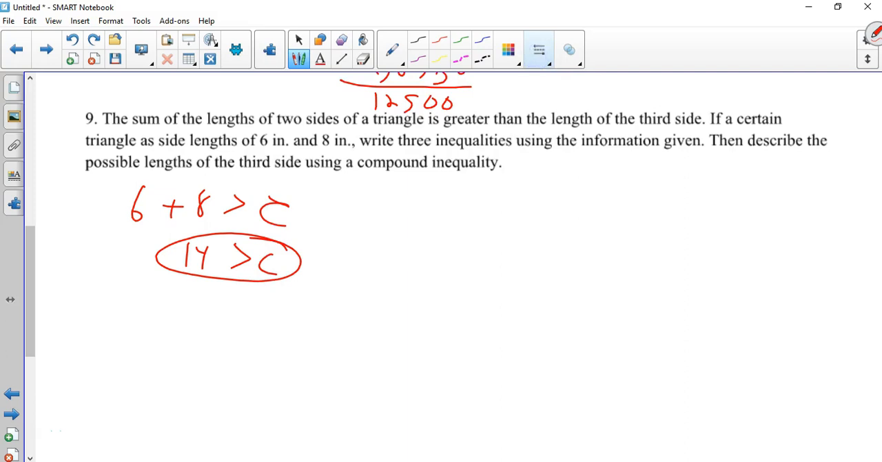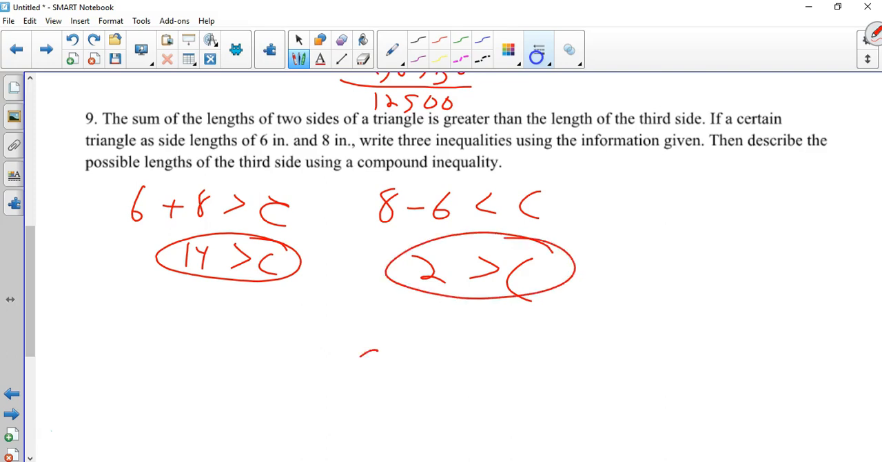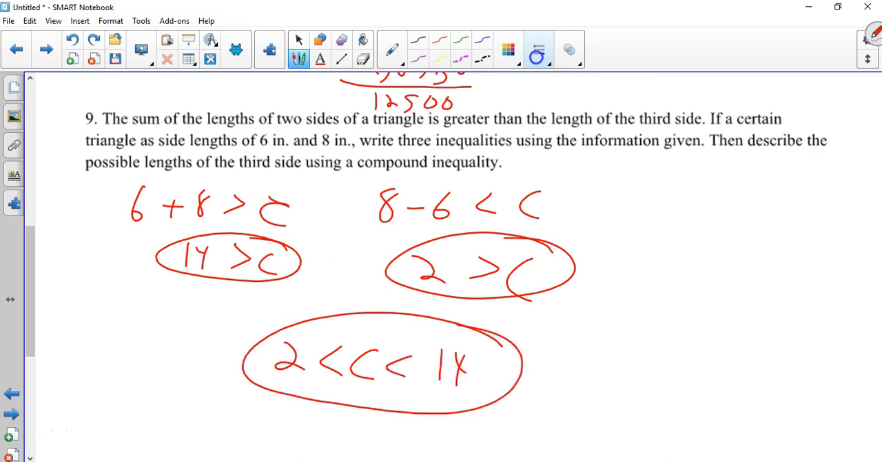Okay, then hopefully you remember from geometry that you add the sides for one end of the spectrum and you subtract the sides for the other. So 8 minus 6, C's got to be greater than that, which means C has got to be greater than 2. So C has to be greater than 2, but less than 14. So you have a third side of 2.0001 up to 13.999. You just can't have 14.